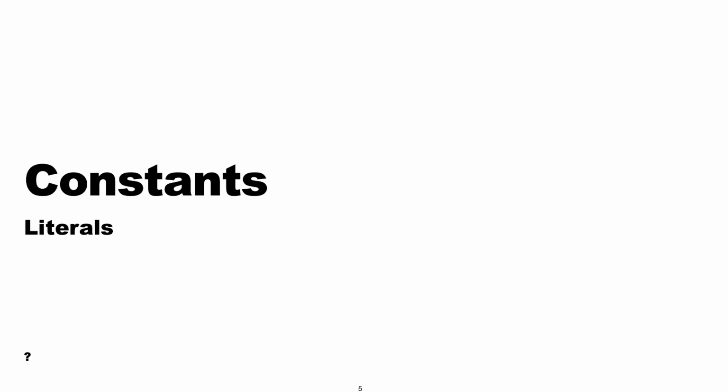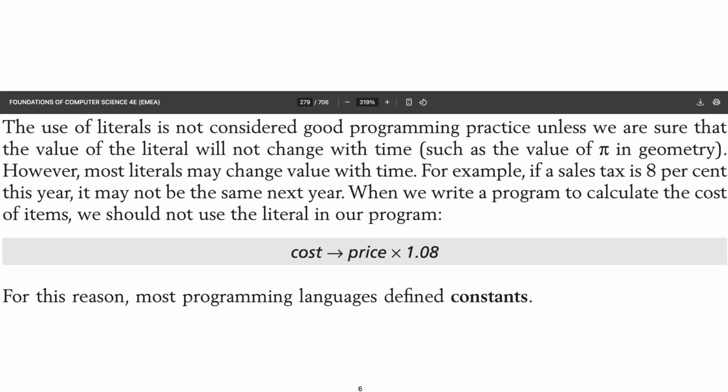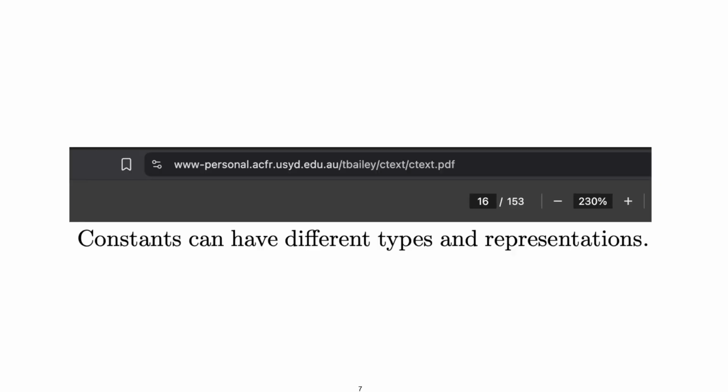Hi everyone. So in this session, we are going to talk about constants, also known as literals, in the C programming language. Now, a constant is something that does not change over time, right? During the execution, it must not change. So that is the intent for using a constant. Constants can have different types and different representations, which we are going to talk about in this session.